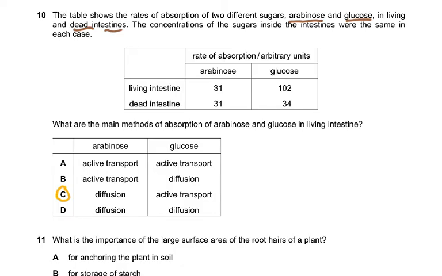In the living intestine, arabinose was 31, and in the dead intestine it was also 31. But glucose in the living intestine was 102, the rate of absorption, 102 arbitrary units. Arbitrary means they're just units which they have made up; there's no unit to it.